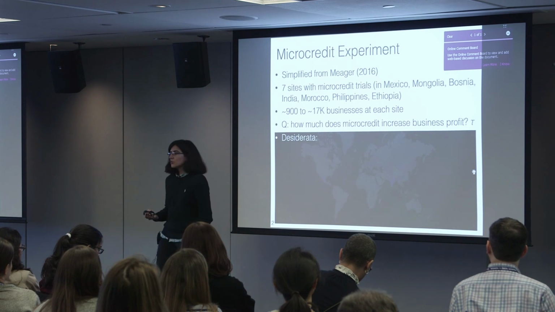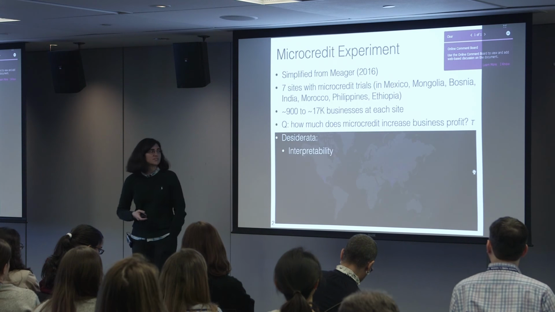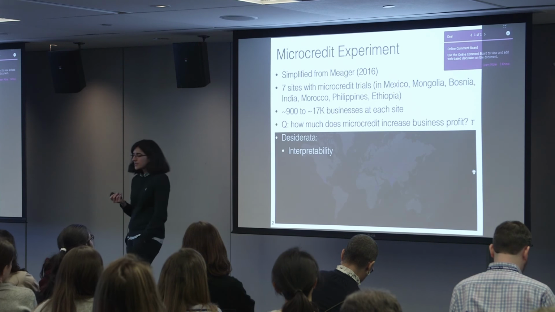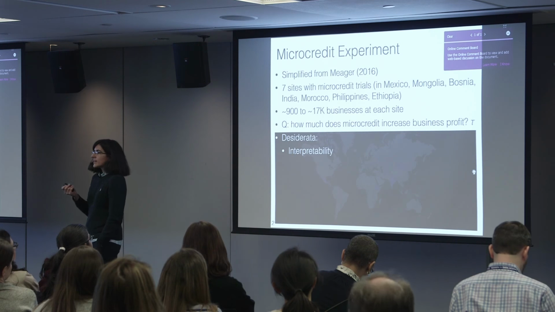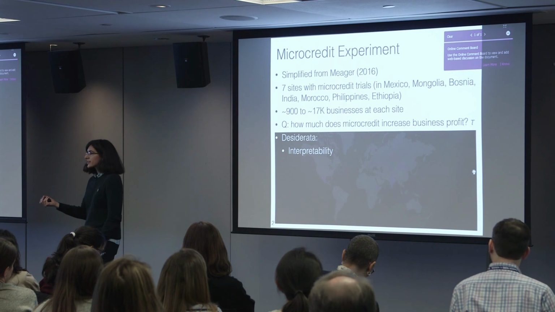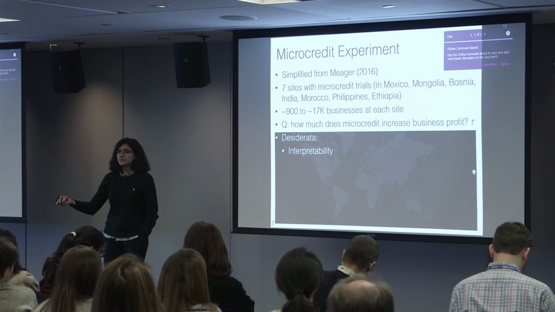And we have various goals as part of this data analysis. So for instance, we really want interpretability. In this particular case, what I mean by interpretability is that we have certain quantities that we're interested in this data analysis, like this microcredit effect. How much is microcredit increasing business profit?